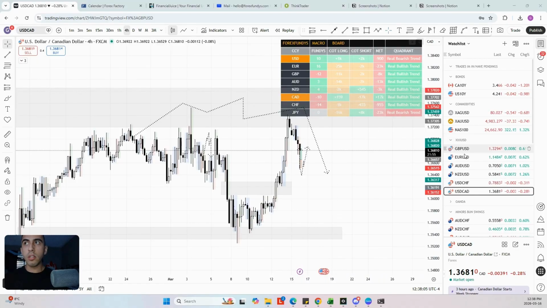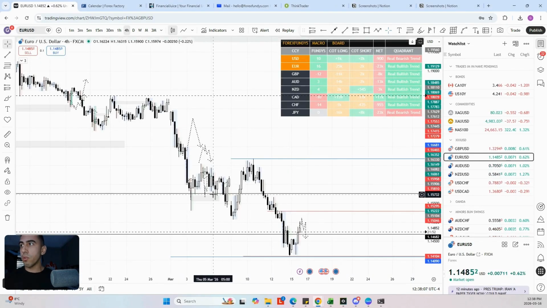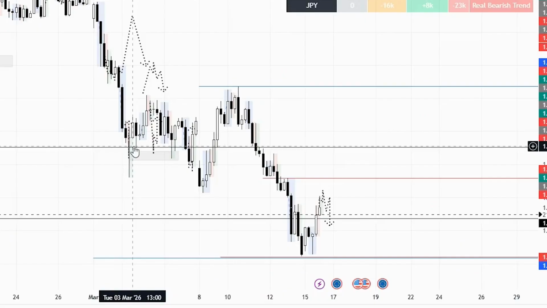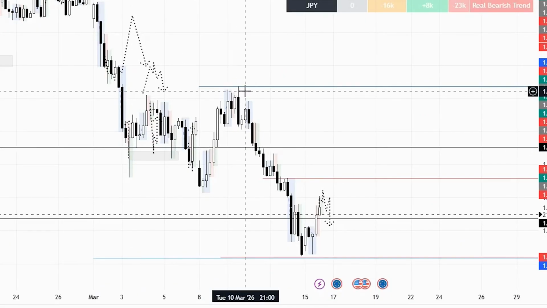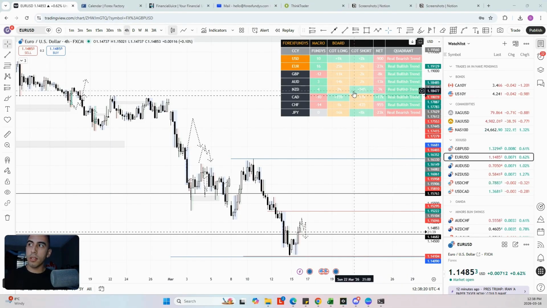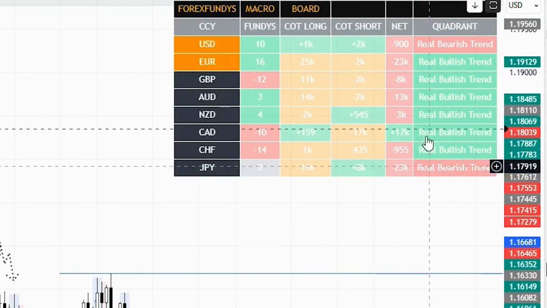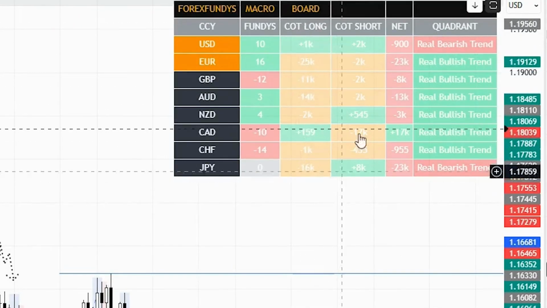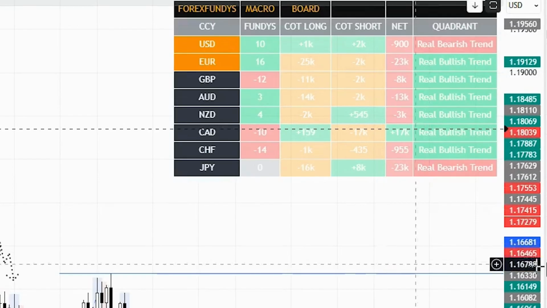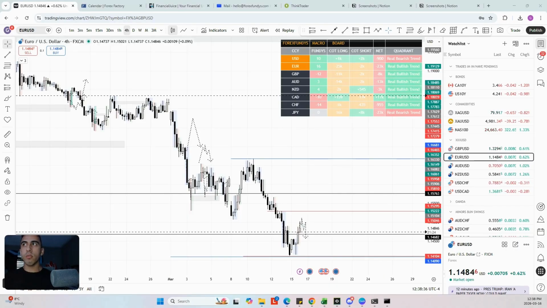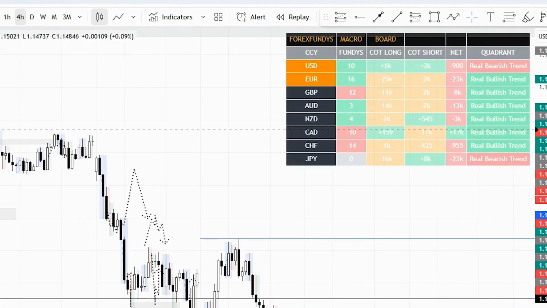And this is not just on USD CAD, it was on the Euro as well. So COT Tuesday the 3rd, Tuesday the 10th. That's the time period where we extract this data from. However, obviously price moved afterwards. So with this mixed data here on the quadrant and this mixed data here on the COT longs and the short side of things, I thought to myself, I'd rather stick with price action and the Forex Fundys score.